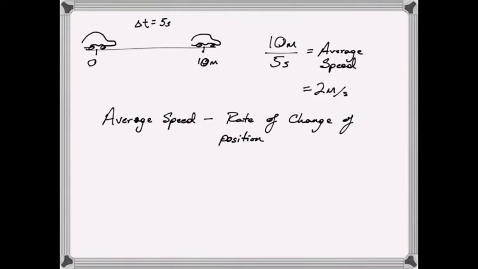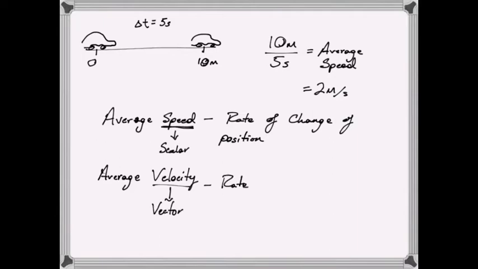Now, speed is a scalar, whereas if we look at the average velocity, velocity means the same thing. However, velocity is a vector. It's still a rate of change of position, but now we want to know how much displacement occurred to create an average velocity. So let's talk about what that means.